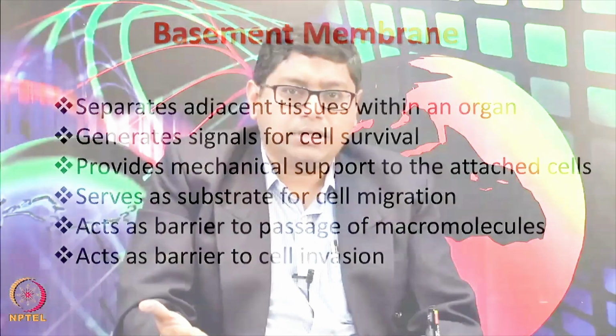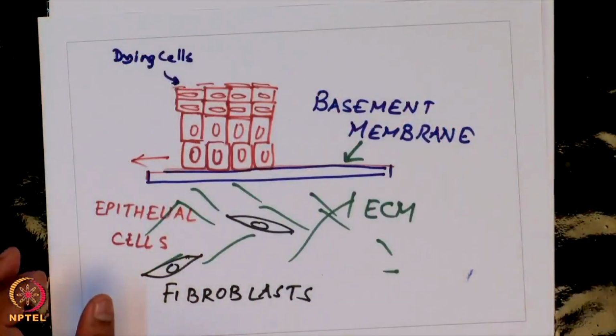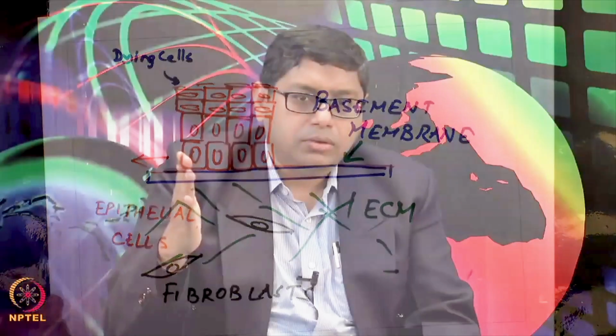It generates signals for cell survival, it provides mechanical support for the attached cells, and it also serves as a substrate for cell migration. In other words, cells might be able to migrate on this basement membrane laterally. But most importantly, it acts as a barrier to passage of macromolecules and to cell invasion. If this barrier was somehow perturbed, that would lead to disaster or some kind of disease. So, the basement membrane's job is to segregate these tissues into separate entities.